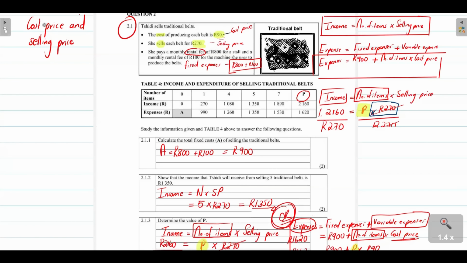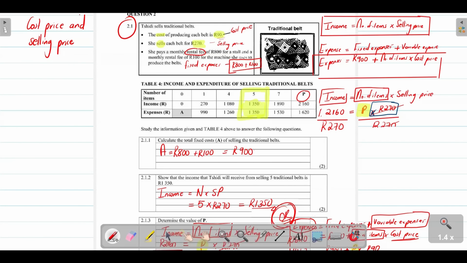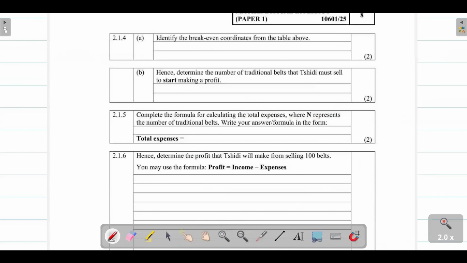Because all that you should be looking for when you're looking at this table is: at what point are the income and the expenses equal to each other? So do you see there in that column where we've sold 5 items, the income and the expenses are equal to each other because they're equal to 1,350, right?